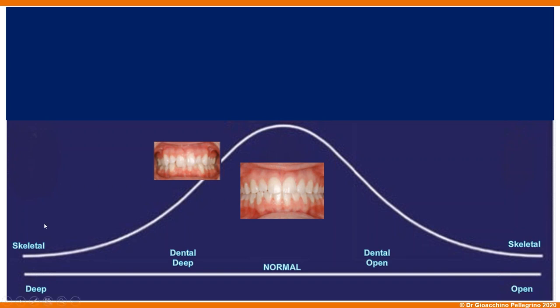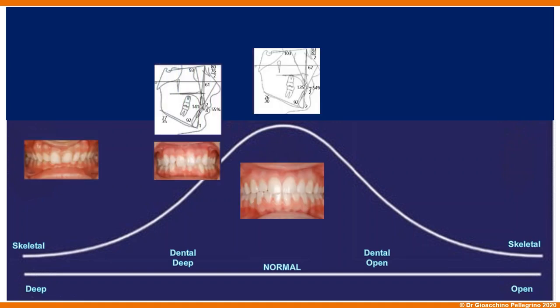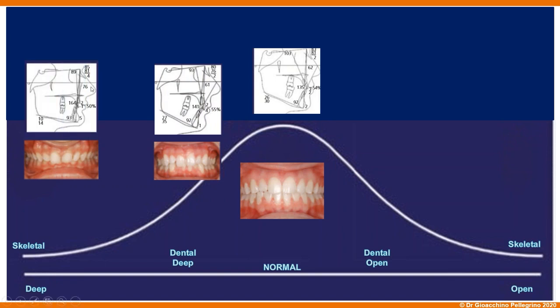But if we are going in this direction of this line, we can have a dental deep bite or a skeletal deep bite. And when we have a dental deep bite or a skeletal deep bite, we will have a different relationship between the bones. And our treatment would be completely different, and our result would be different.